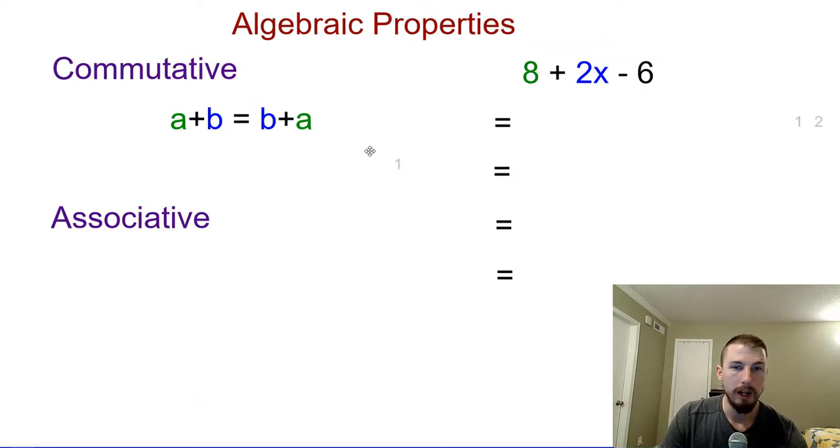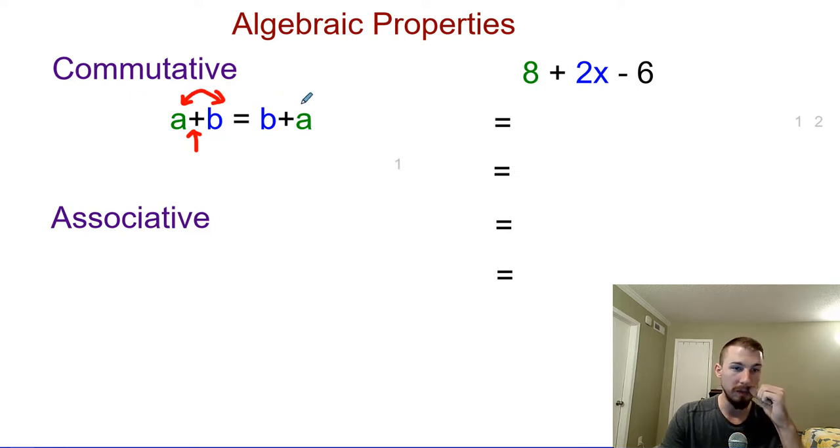All right, now we have our algebraic properties. So the commutative property is going to be when we switch the order. So the commutative property of addition is if we have a plus b, that's going to be exactly the same thing as b plus a. So notice all we're doing is switching the order across the addition sign. So the addition is in between and we switch the order. So a plus b is the same thing as b plus a.